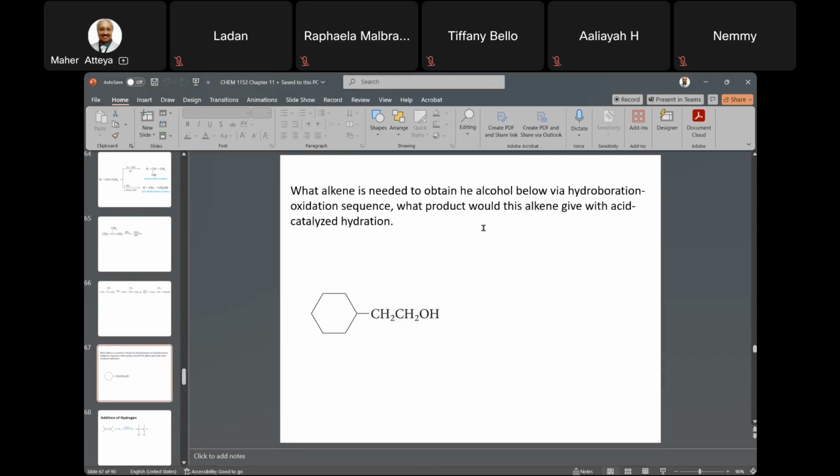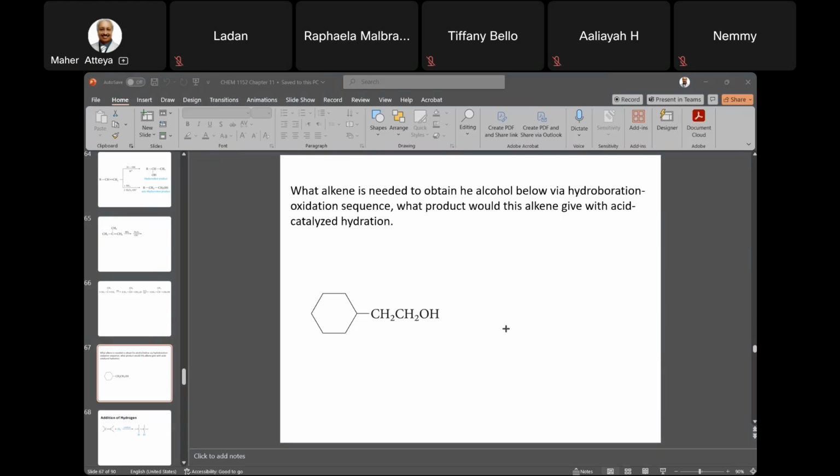What alkene is needed to obtain the alcohol below? What alkene is needed here, guys? Somebody tell me. We need alkenes here. What alkene is needed? Come on, guys, you can answer this question.